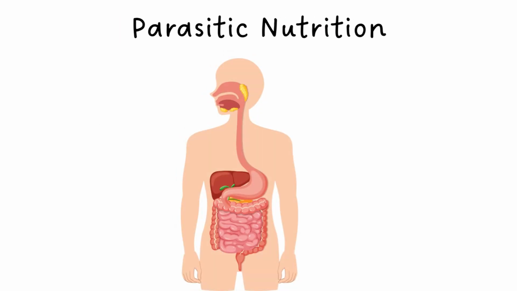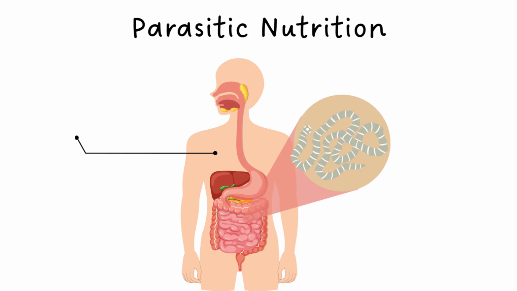And then finally, we have parasitic nutrition. These are organisms that obtain nutrients from another living organism. This living organism is called the host. Parasites often cause the host harm. Organisms in this class include tapeworms, fleas, and some disease causing bacteria. And we also have certain parasitic plants like mistletoe.